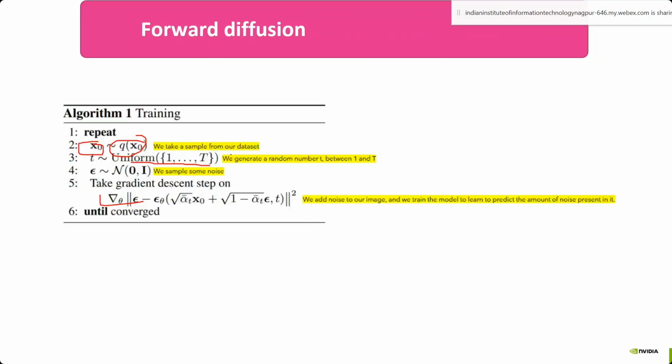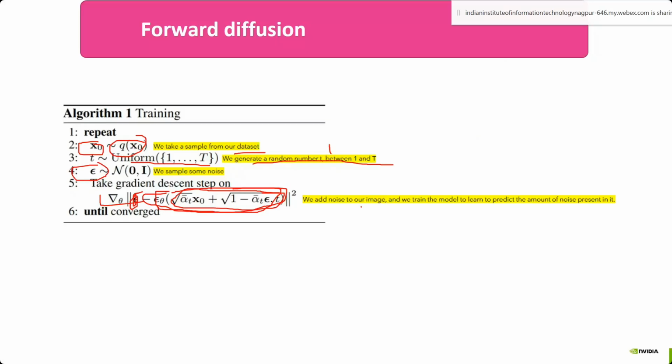We take a sample from our data set, and we generate a random number between 1 and t. So these many time steps, actually we are talking about 100 time steps. I'm going on adding the noise, then you are generating the sample noise. So whatever noise you have added, and after applying this forward diffusion you are predicting. So this is the predicted noise by your model, and this is the actual noise you have added.